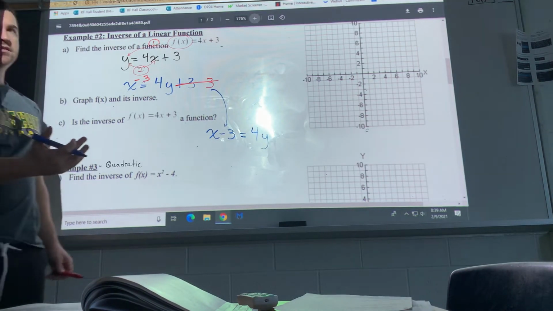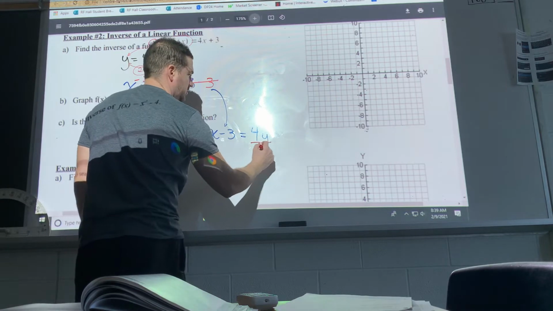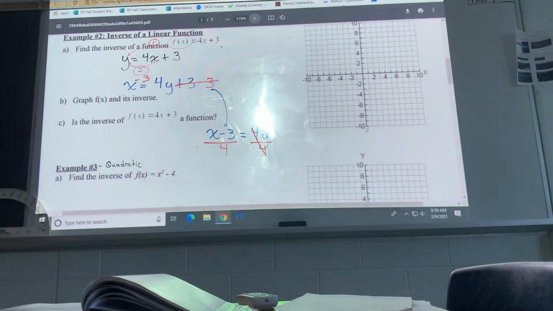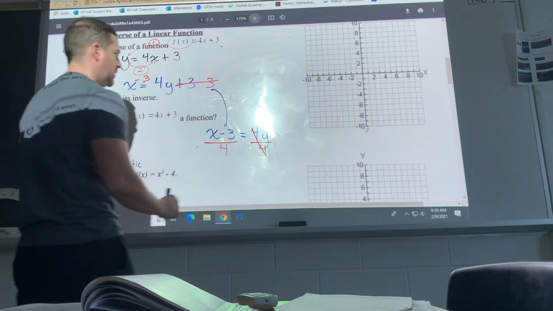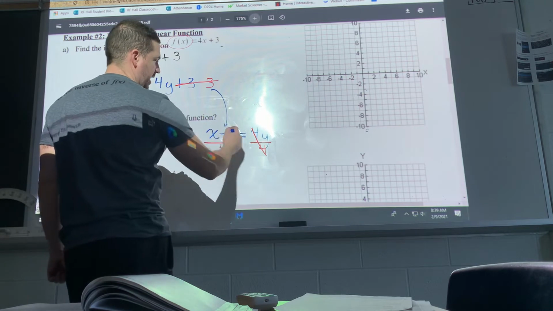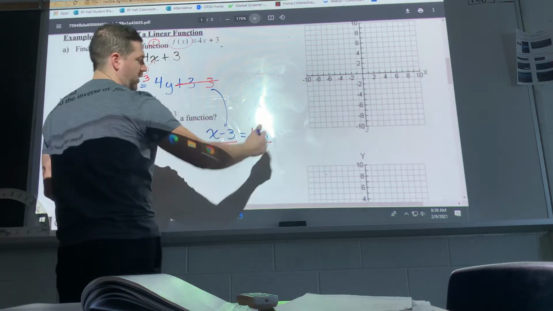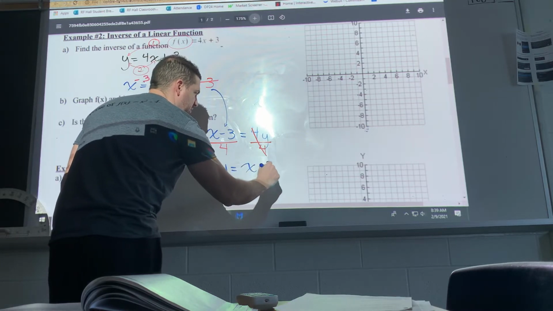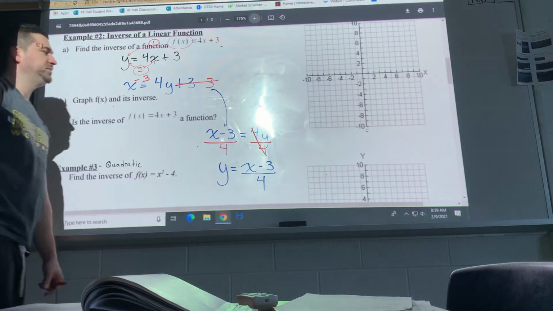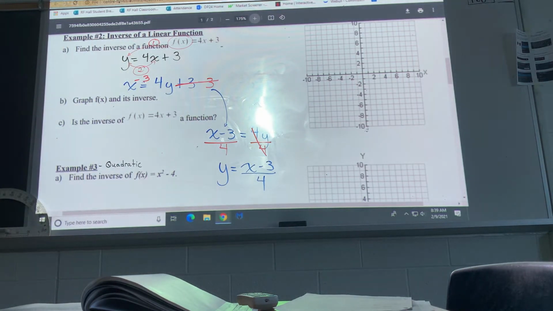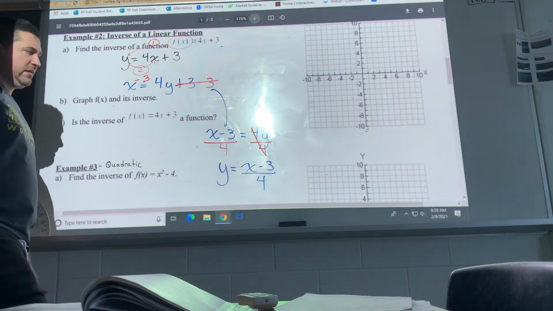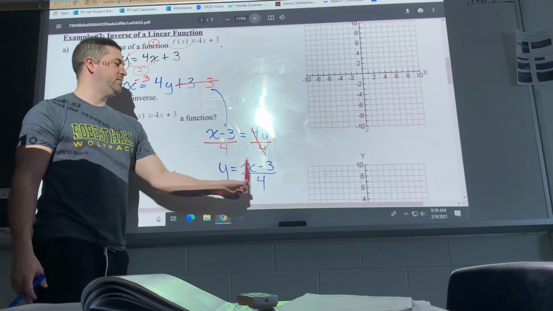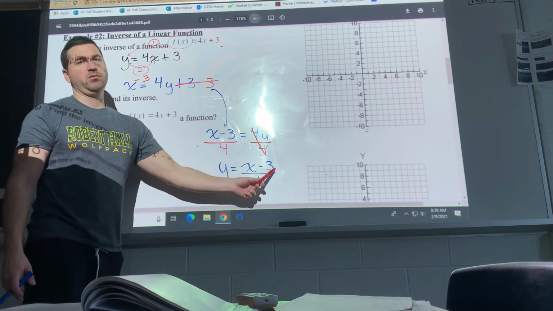And now the last step is to divide by 4. So we have y equals x minus 3 over 4, or x minus 3 over 4 equals y. It doesn't matter which way you write it. You can, if you want to, divide each one by 4, so this would be x over 4 and 3 over 4.